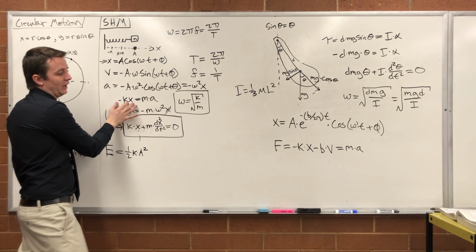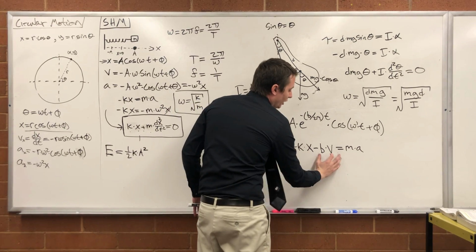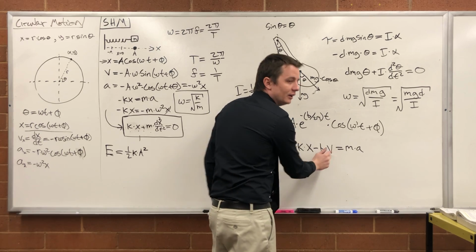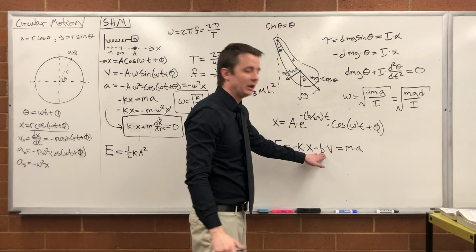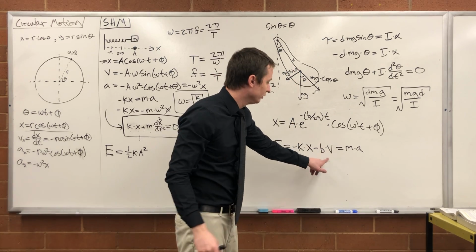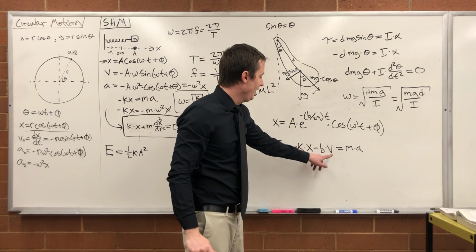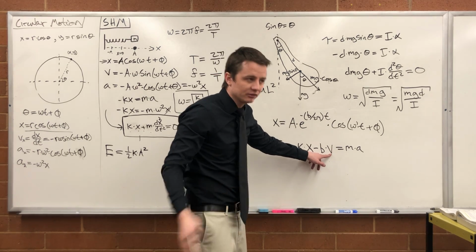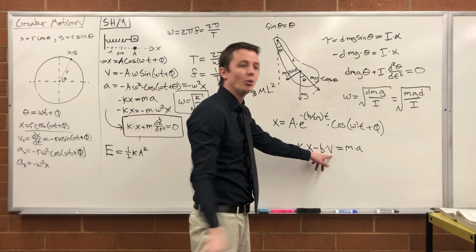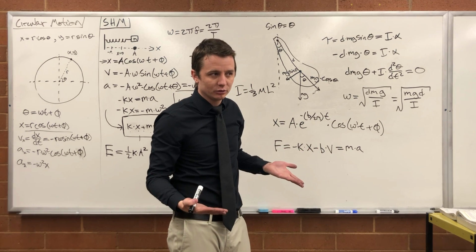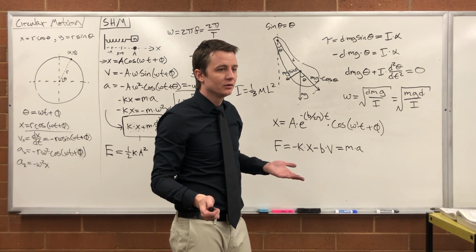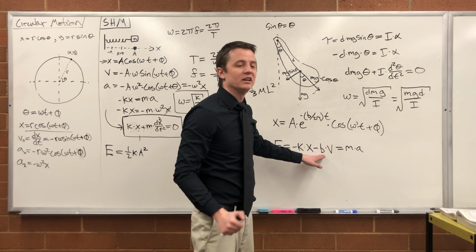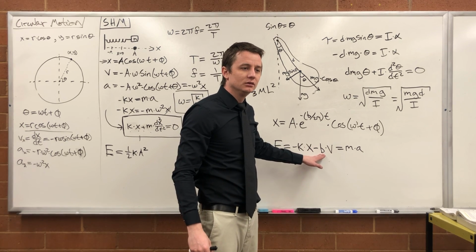So we had negative kx, that was our regular force, but then we also need a minus bv. B is going to be some constant depending on the medium you're moving through. This could be something like air resistance. And then v, your velocity, because the higher the velocity you have, the more air you bump into, the more air resistance you experience. That makes sense. So b depends on the medium that this thing's moving through.